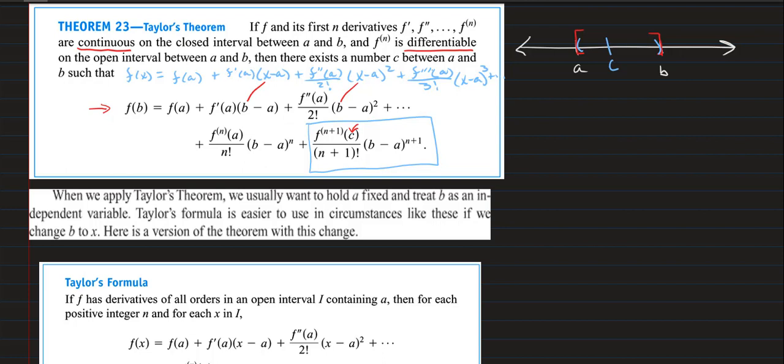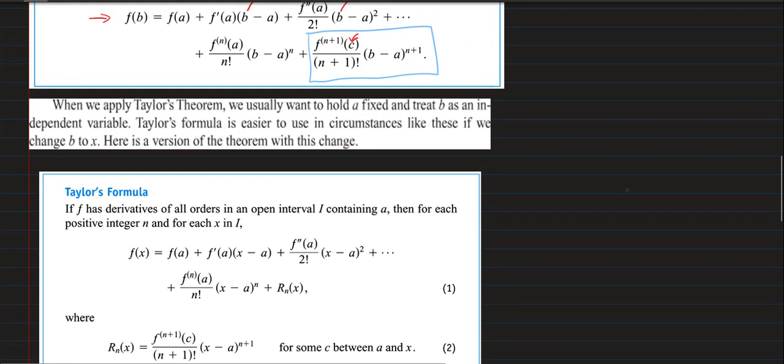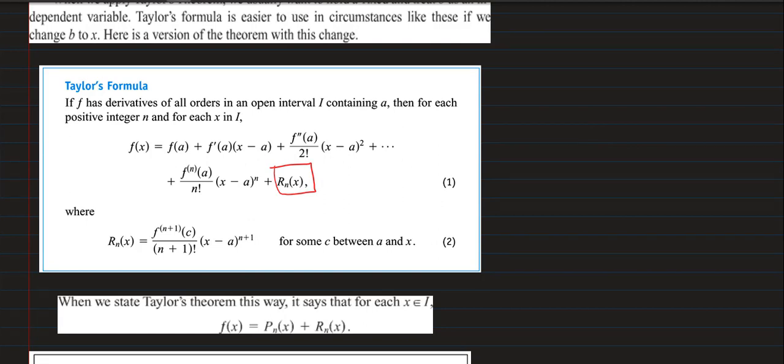When we apply Taylor's theorem, we usually want to hold a fixed and treat b as an independent variable. Taylor's formula is easier to use in circumstances like these if we change b to x. Here's a version of the theorem with this change. So that last term I said right here is going to be our remainder. And in this version, r sub n of x, that nth term there for the remainder, is going to be that last derivative, n plus 1, evaluated at c, divided by n plus 1 factorial, x minus a to the n plus 1, for some c that's in between a and x.